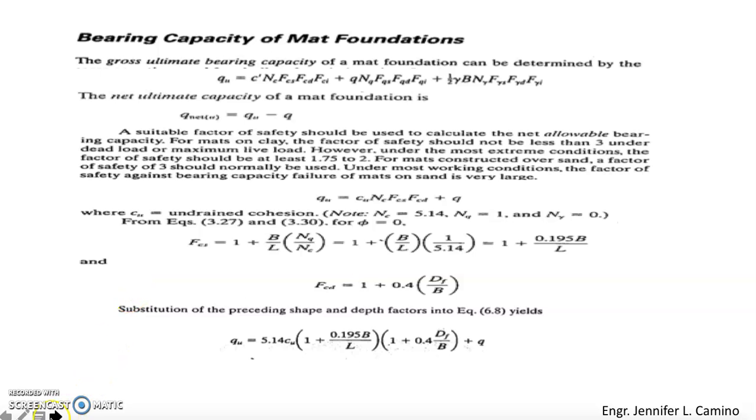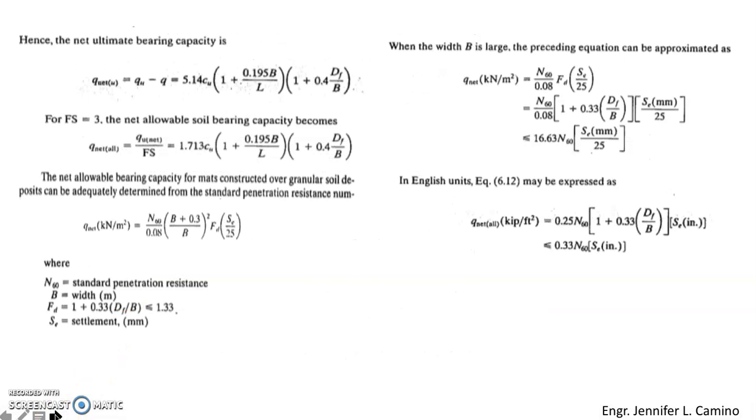Okay, let's continue our discussion. So, to compute for the net bearing capacity, we have here our equation for the net bearing capacity for mat foundation. If the factor of safety is equal to 3, the net allowable bearing capacity now is this one. So we have this expression for the net allowable bearing capacity for mat foundation if the given factor of safety is equal to 3.